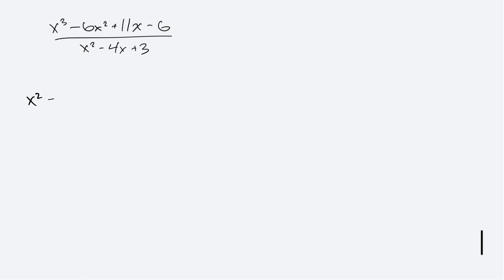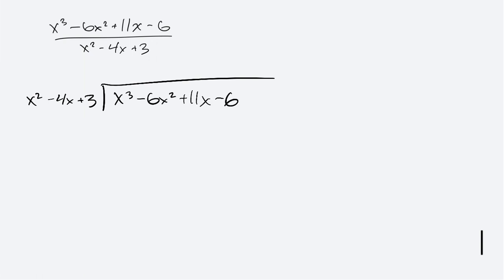So I write my divisor first on the left, or my long division bar, x cubed minus 6x squared plus 11x minus 6. We don't need any placeholders. That's fantastic. Now let me show you how I was taught to organize the information.